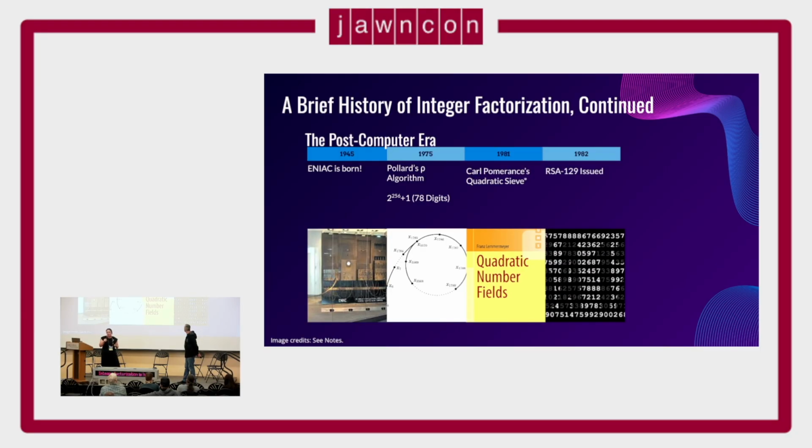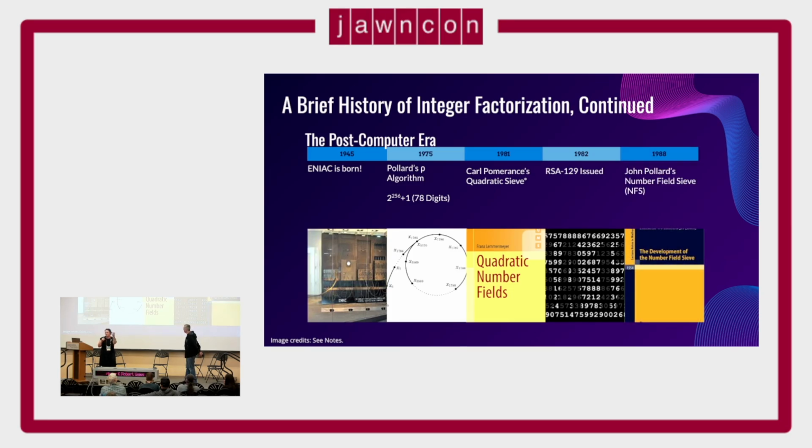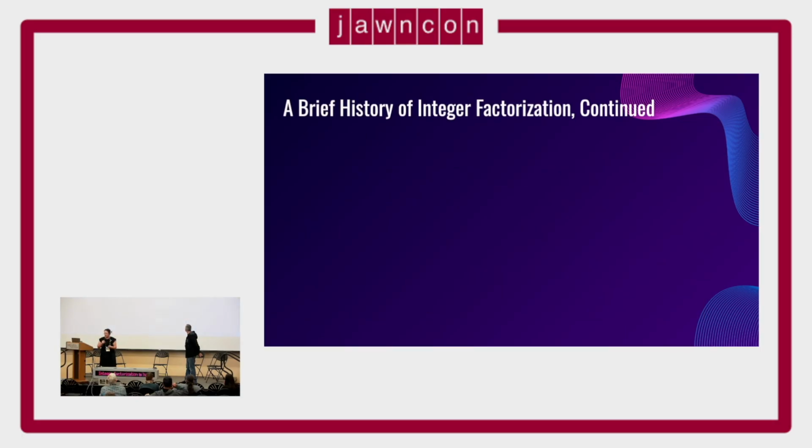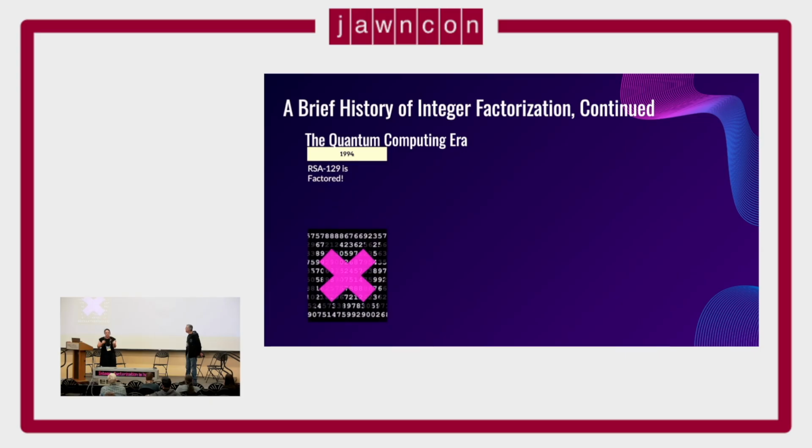In 1982, RSA 129 was issued. Now, RSA challenges, if you've heard of those, were challenges issued to the community to try to figure out efficient methodologies for factoring very large numbers like semiprime numbers that appear to be prime. The Quadratic Sieve was developed in '81. RSA 129 was issued in '82. It turns out that the Quadratic Sieve was actually used to factor RSA 129. We'll get to that in a second. And then the Quadratic Sieve was generalized to the Number Field Sieve in 1988. 1994 was when RSA 129 was ultimately factored using a Quadratic Sieve.